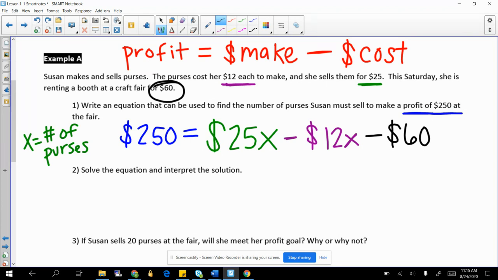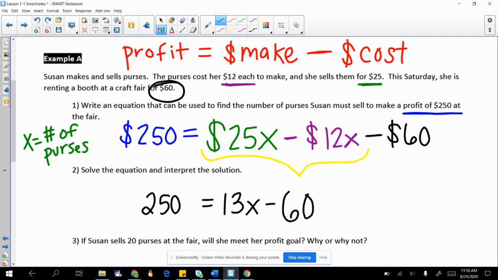Now what we need to do is go ahead and solve that. So we should know from Algebra 1 that the first thing you're going to do is combine like terms. So since we have a 25x and a negative 12x, we know that that is going to combine to be 25 minus 12, 13x. Let's just bring down the rest of our equation then. So the minus 60 and the equal to 250.